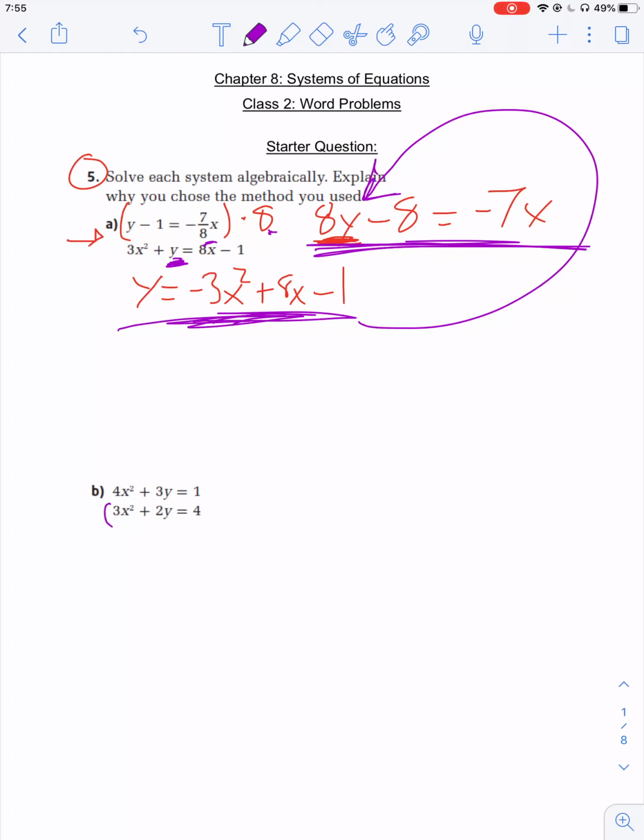Now, if I subtract the two equations, it's not going to work, because if I subtract, 3 minus 2 will give me just y, right? 1y, or y. So it's not going to work.